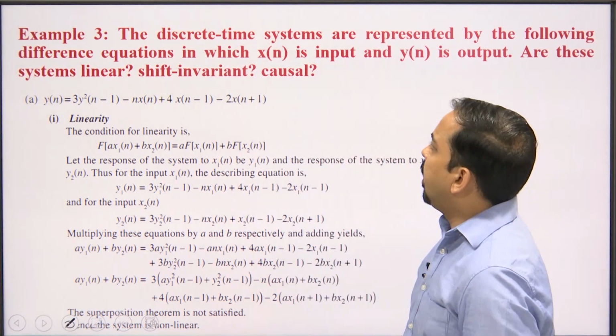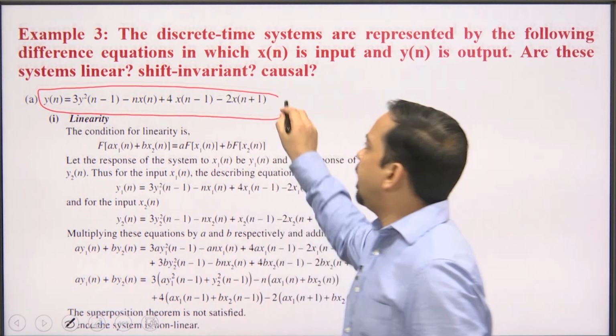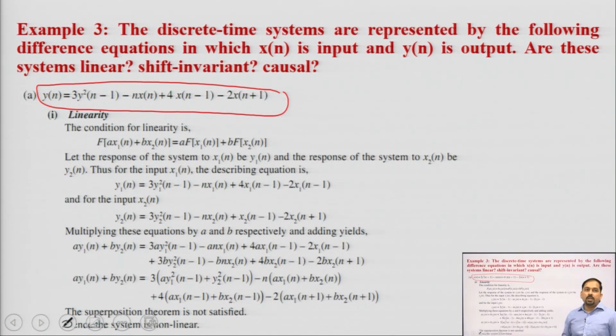Next, we have a difference equation which relates input and output. The question says that the discrete time system is represented by the following difference equation, in which x[n] is input and y[n] is output. We need to check whether the system is linear or non-linear, shift variant or invariant, and also causal or non-causal, meaning we need to check all 3 properties of the system. So, first we are starting with linearity.